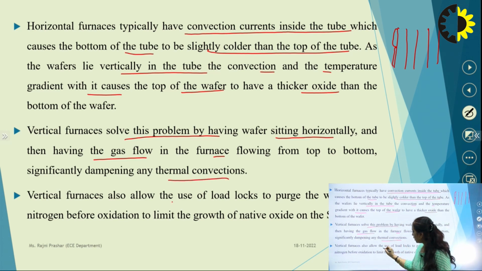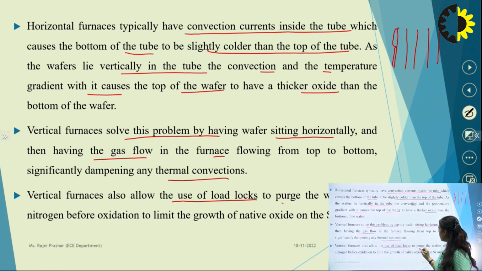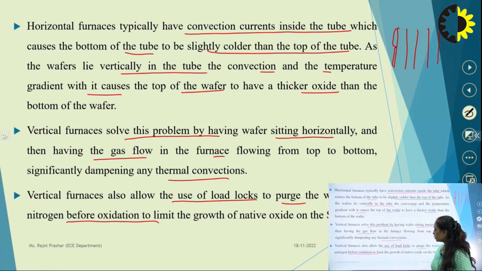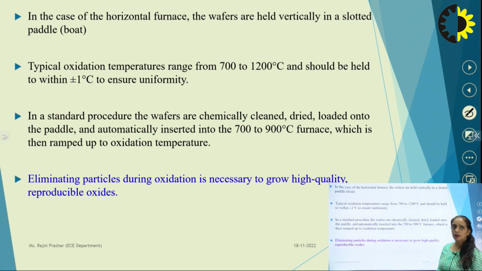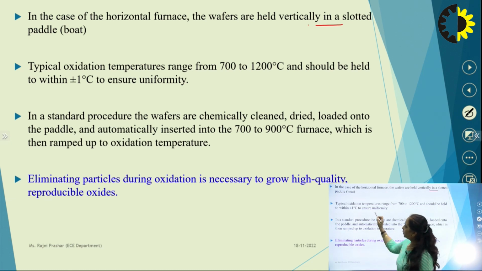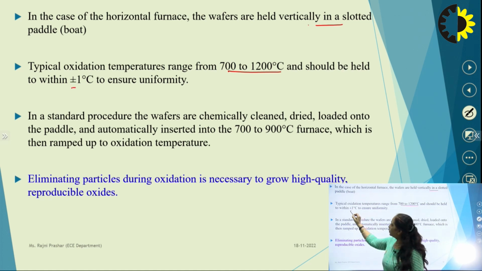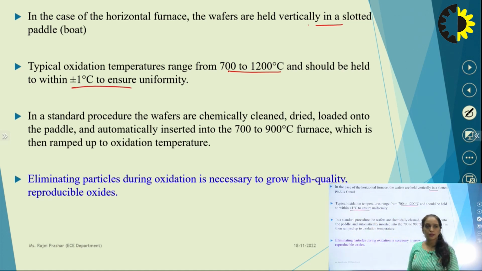Vertical furnaces also allow the use of a load lock to purge the wafers with nitrogen before oxidation to limit the growth of native oxide on the silicon substrate. So in the horizontal furnace, the wafers are held vertically in a slotted paddle board. The typical oxidation temperature range, we have seen, is 700 to 1200 degrees C, and the uniformity achieved is plus minus 1.